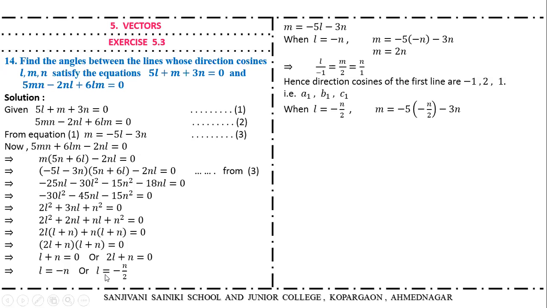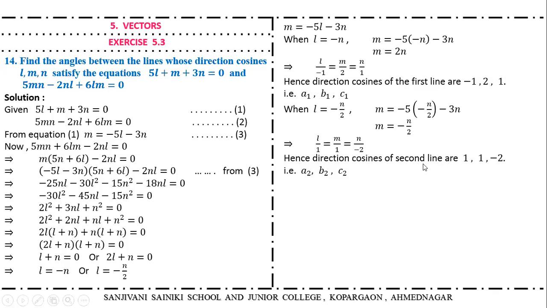Now I will take the second value, L is equal to minus N upon 2. I will put this value in this equation and simplify it. So again I will get three values in proportion with L, M, N: 1, 1, minus 2. I will call them the direction ratios of the second line: 1, 1, -2.